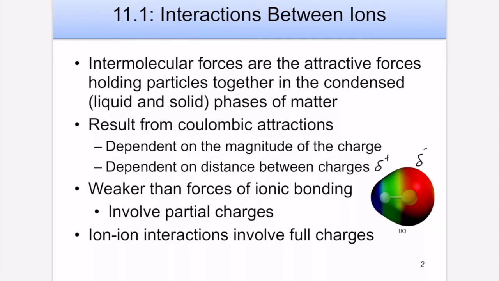So the intermolecular forces that we learned about in the last chapter are all weaker than the interactions we're going to be learning about in the first part of chapter 11 here, because those were only partial charges, so less than 1. Whereas for ions, we're going to be dealing with full charges. So for example, sodium has a +1 charge, calcium has a +2 charge, fluorine has a -1 charge, and oxygen has a -2 charge. So these are all full charges, which are going to result in stronger interactions than what we learned about in the previous chapter.